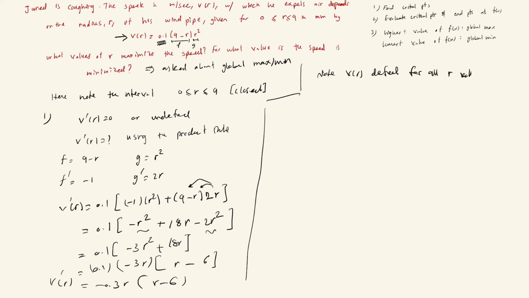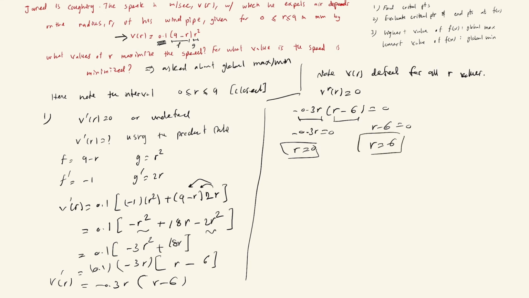Now where the first derivative is 0: it's going to be 0 when the first term is 0, and that's going to result in r equal to 0, and when the second term is 0, and that's going to be when r is 6. Now notice that r equals 0 and 6 are in our interval, which is between 0 and 9. Now for step number 2, I'm going to evaluate our critical points 0 and 6 and our endpoints, which are also 0 and then 9.